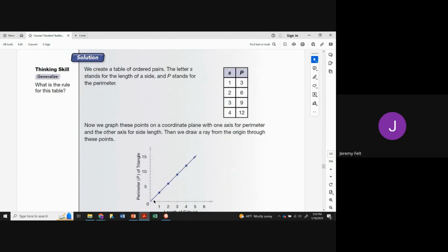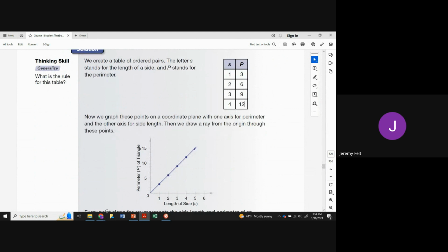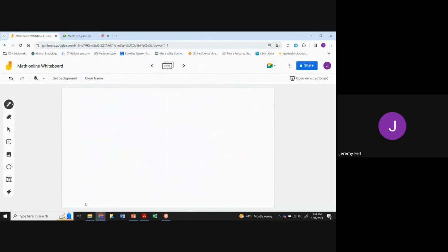And then we can graph those as S and P. When we're making a table, we usually use X and Y. Sometimes if it's side and perimeter or something like that, we can use S and P. We always put our X, our input, our independent variable, over here, and our dependent variable, our output, over here. So it was 1, 3, 2, 6, 3, 9, and so on. If it's linear, we need at least 2 points. If it's a different shape, we may need a bunch of points in order to graph it.